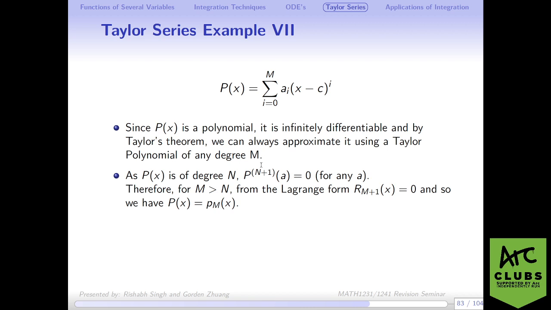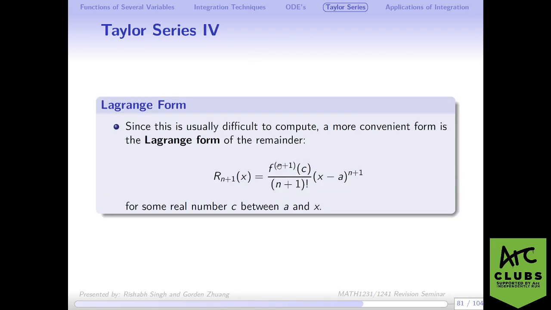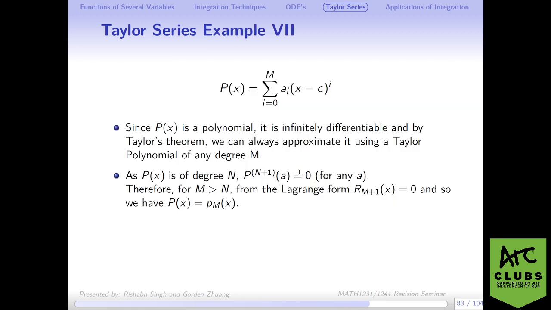However, in particular, this polynomial is of degree n, which means if we take the n plus 1th derivative at any value, we'll get 0. And now we can use the Lagrange form of the remainder. So if this derivative is 0, that means using the Lagrange form, the remainder will be 0 when we have m greater than n. Which means whenever we have m greater than n, then the Taylor polynomial will be equal to the polynomial, which is why we have equality rather than just an approximation.